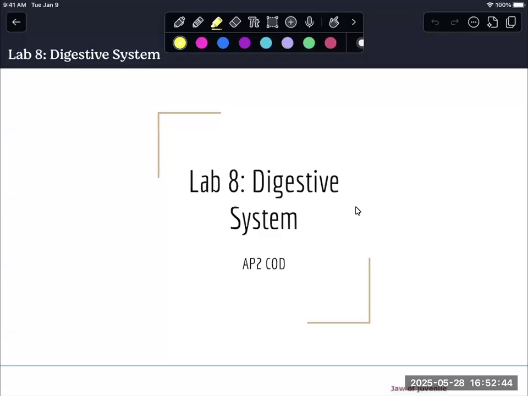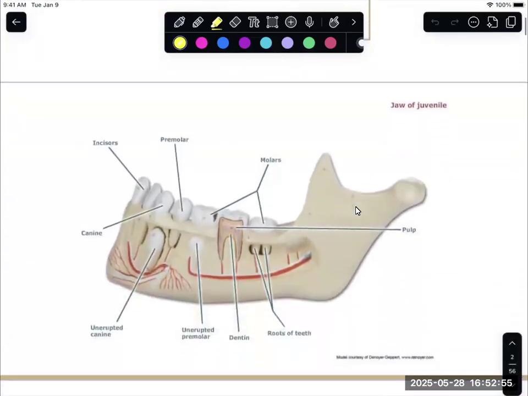Hello, and welcome to Lab 8, the digestive system. The digestive system makes up everything from the mouth all the way down through to the anus. So let's start with the teeth.